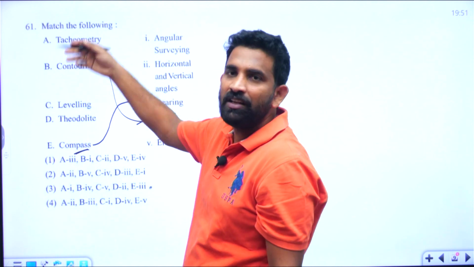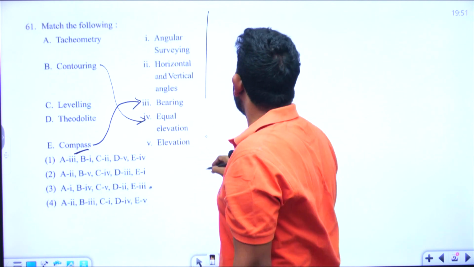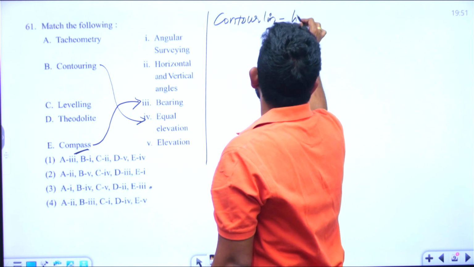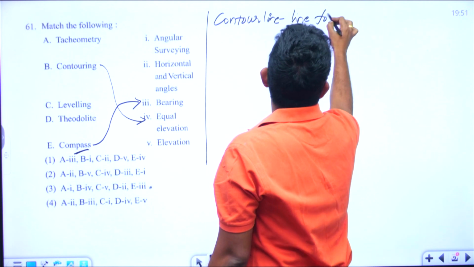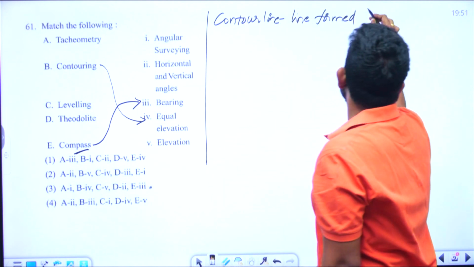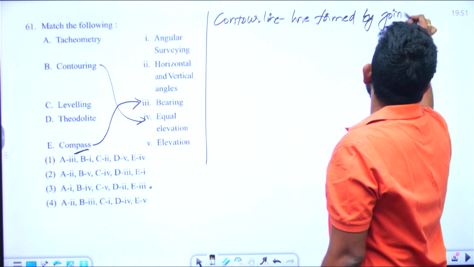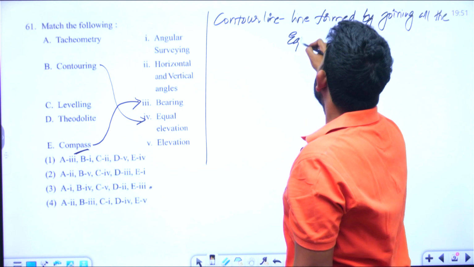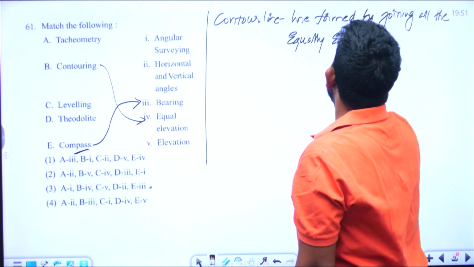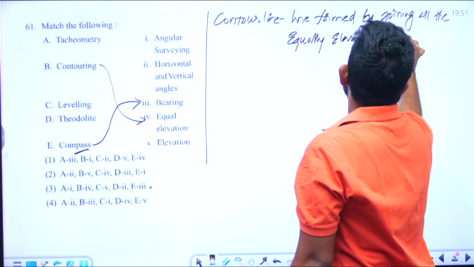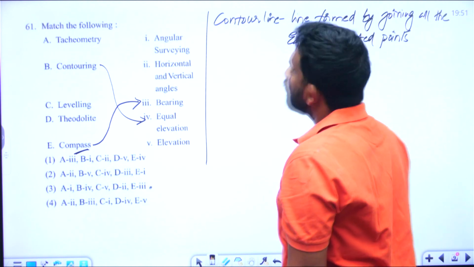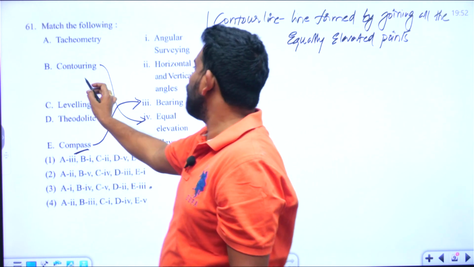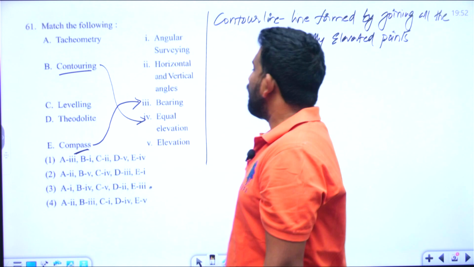Remember, a contour line is a line drawn by joining all the equal points. What is a contour line? A contour line is nothing but a line formed by joining all the equally elevated points. This process of obtaining all the contour lines by closing within the map, we call that procedure contouring. Contouring is nothing but equal elevation.